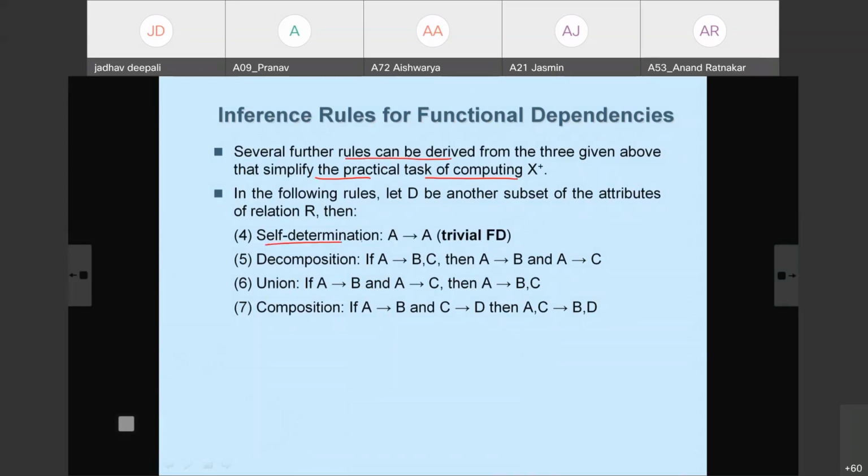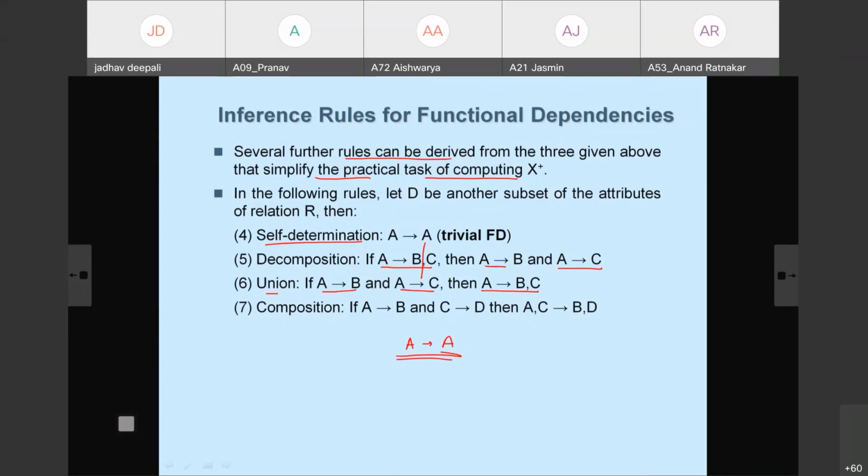First one is self-determination, which means every functional dependency A tends to A is there always. For example, staff number tends to staff number. Decomposition: if A tends to BC is there, then we can say A tends to B and A tends to C, which means we decompose this into two parts. Union: if A tends to B and A tends to C are there, then A tends to BC.